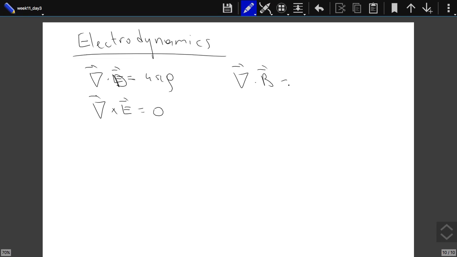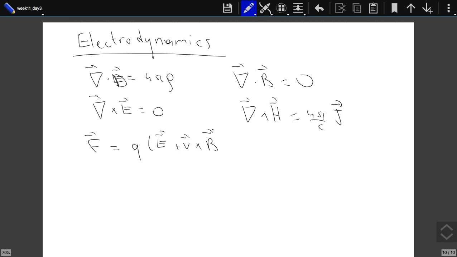Divergence of the B field is 0. Curl of the H field is 4 pi over C times J. These are the equations we have. In addition to that, we know that charge is conserved. We also know the force law, the Lorentz force acting on a point charge: E plus V cross B. And we know conservation of charge: del rho by del T plus the divergence of J should be equal to 0.